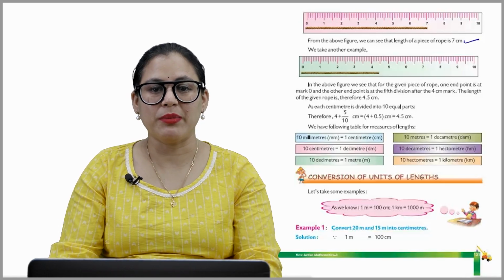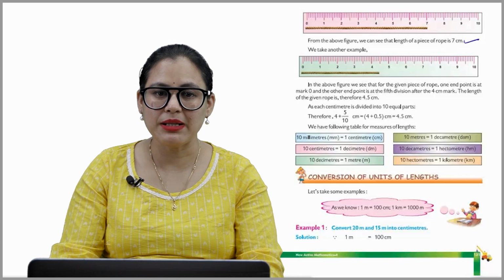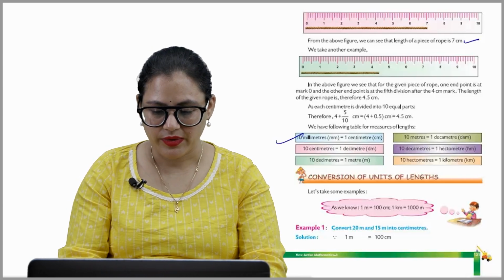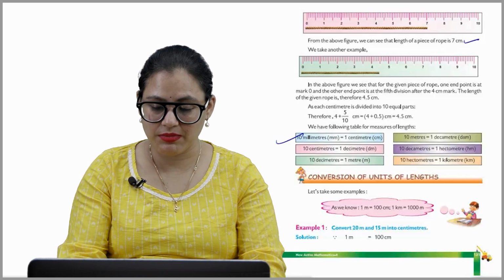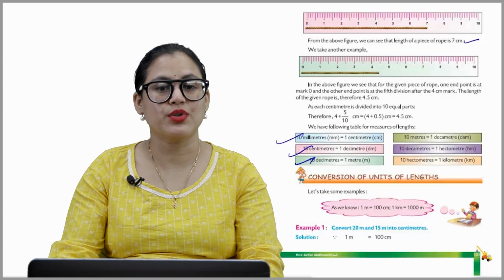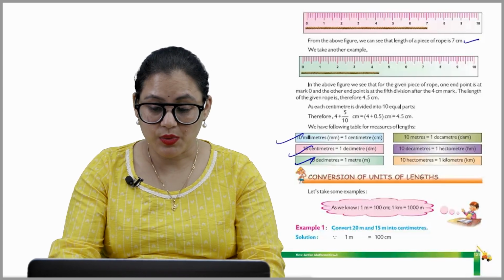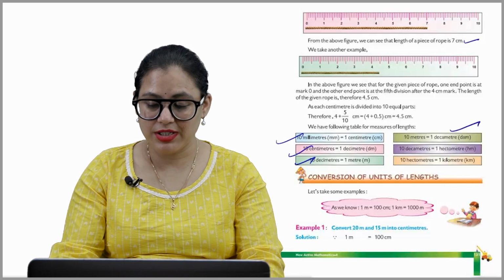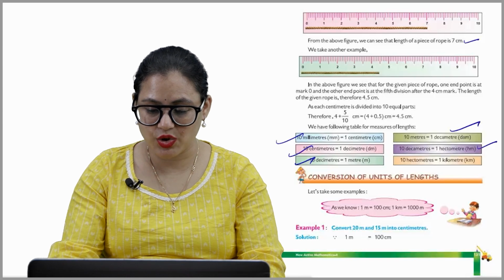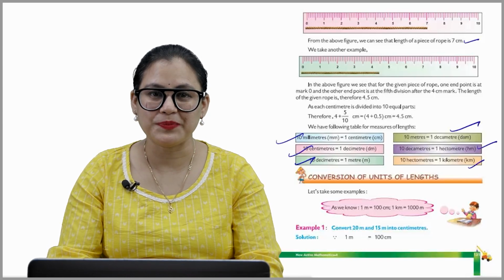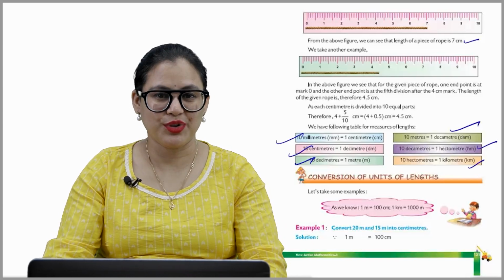We have the following table for measures of lengths. 10 millimeter is equal to 1 centimeter, 10 centimeter is equal to 1 decimeter, 10 decimeter is equal to 1 meter, 10 meter is equal to 1 decameter, 10 decameter is equal to 1 hectometer and 10 hectometer is equal to 1 kilometer.